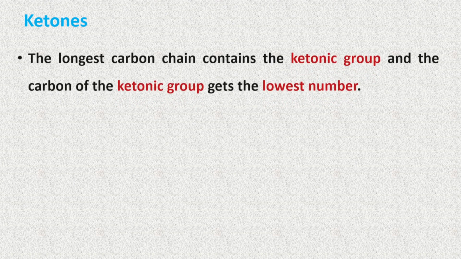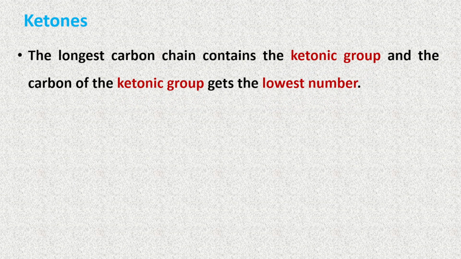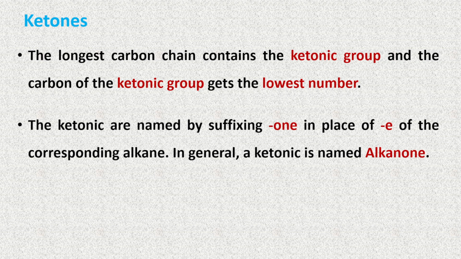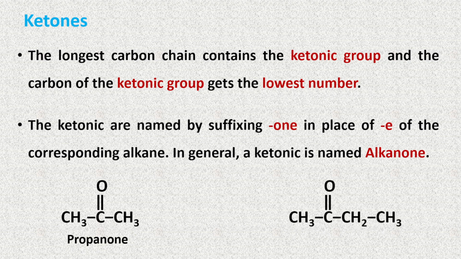Next is ketone. Like aldehyde, the longest carbon chain must contain the ketonic group, and the carbon of the ketonic group gets the lowest possible number. The ketones are named by suffixing -one in place of E of the corresponding alkane. In general, a ketone is named alkanone. For example, in this compound, there are 3 carbons, so propanone. This is the smallest ketone. In the second compound, the ketonic carbon is at position number 2, so its IUPAC name is butan-2-one.